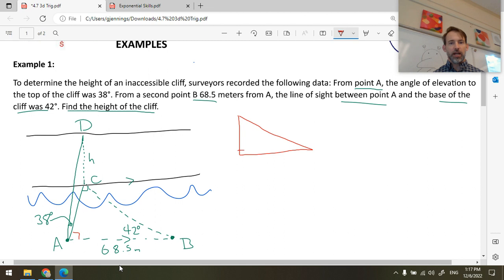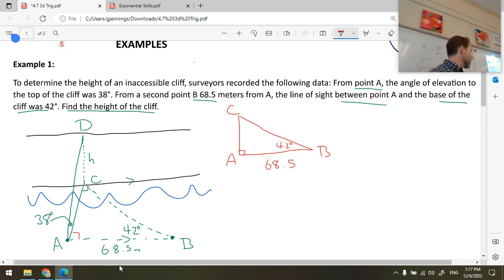So I draw a second diagram with this triangle, and so here is point C, here is point A, and here is point B. This was 68.5, and this is 42 degrees. Notice that in that triangle, I have three pieces of information: a right angle, another angle, and a side. I can solve the rest using SOHCAHTOA.